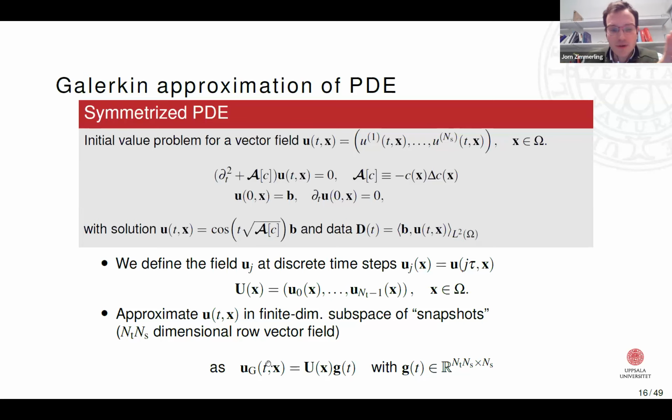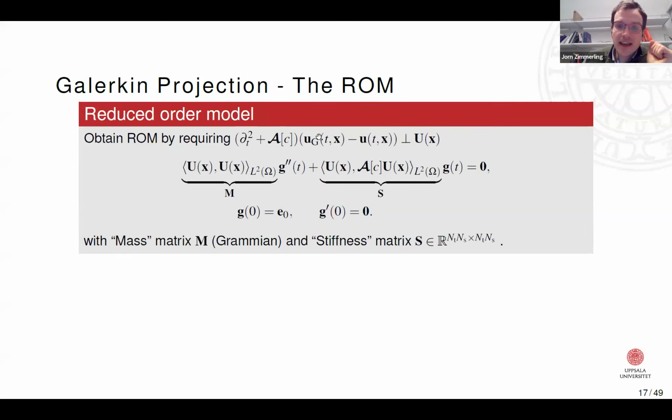And so then you can make an approximation that we call U sub G here, the Galerkin approximation, which is essentially separating time and space. It is this row vector field U multiplying a time-dependent vector G, and G then has the size of number of time steps times number of sources. And this is a Galerkin approximation. The Galerkin condition is that the error you make, so the difference between U sub G and U, multiplied with the PDE operator, is orthogonal to your space. So that's the Galerkin condition.